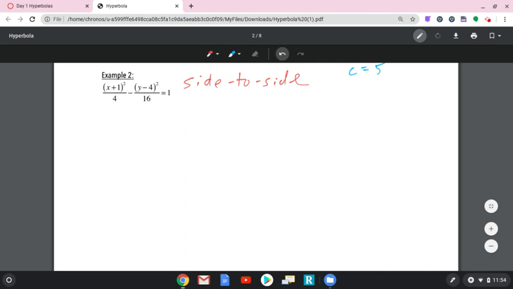So now let's identify our center. Now your center is (h, k). So if I look at that, I have negative 1, 4 is my center. Now remember, A is always under the first term here. So that means in this case, I know A squared is 4. So A is 2. And I know B squared is 16. So B is 4.